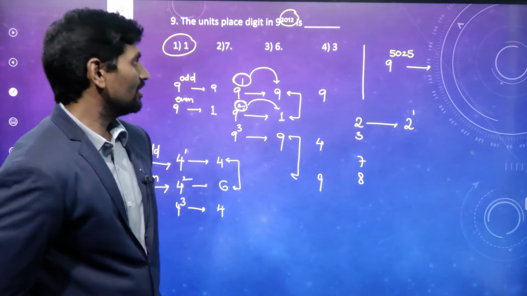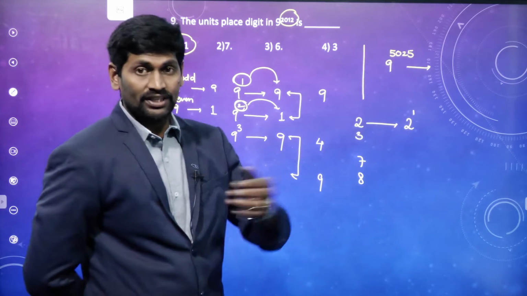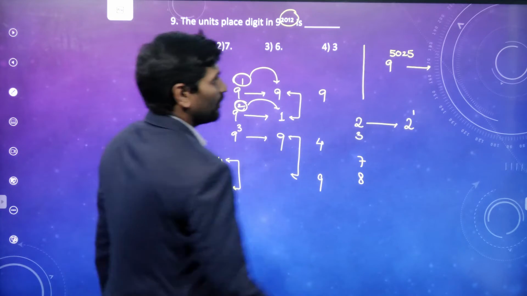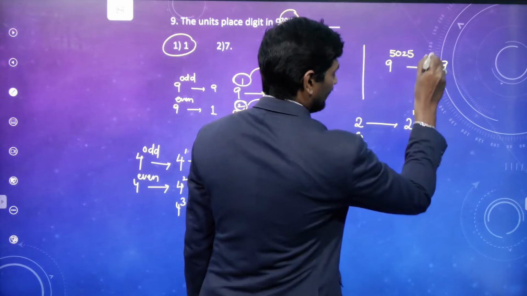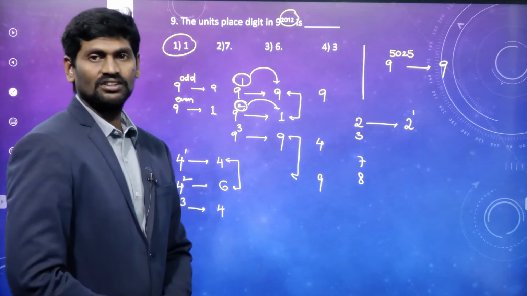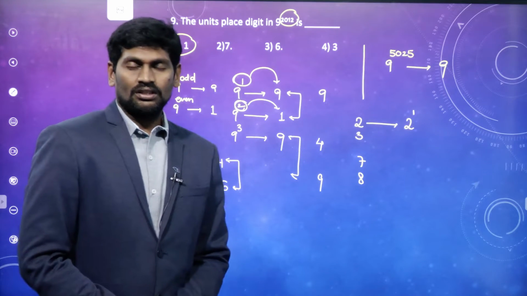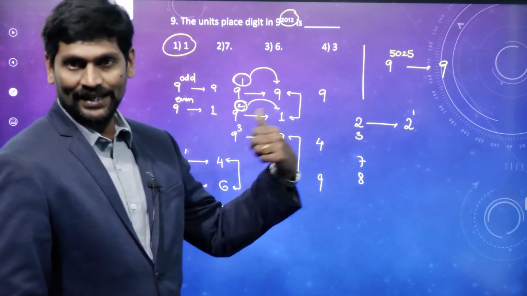Yeah, very good. Because 5 power 25 is an odd number. An odd number always ends with the unit digit 9. Very good, nice. Yeah, let us go to the next problem.